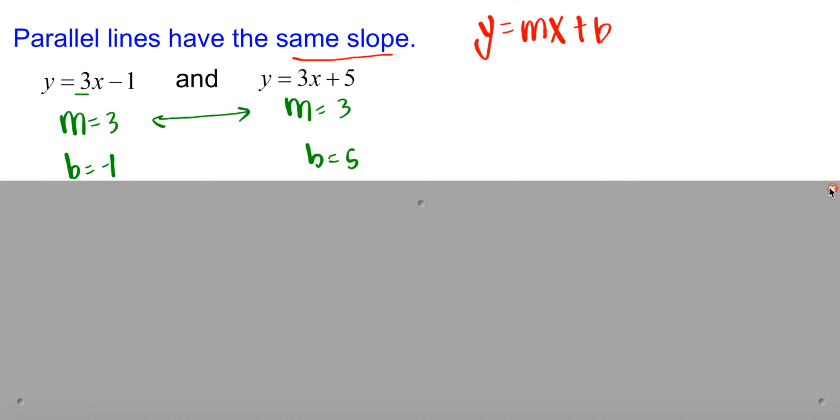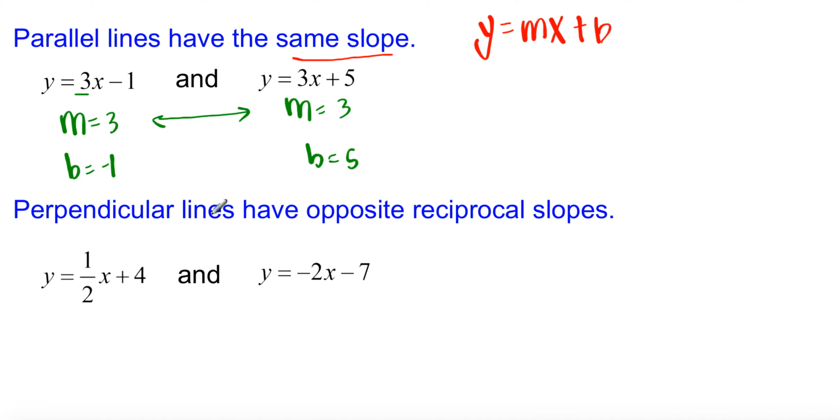Now, perpendicular lines, algebraically speaking, they intersect at right angles, like a cross or a T or a plus sign. Algebraically speaking, their slopes are opposite reciprocals. Opposite means different signs. One's a plus and one's a minus. And remember, we kind of just say reciprocal means flip it over.